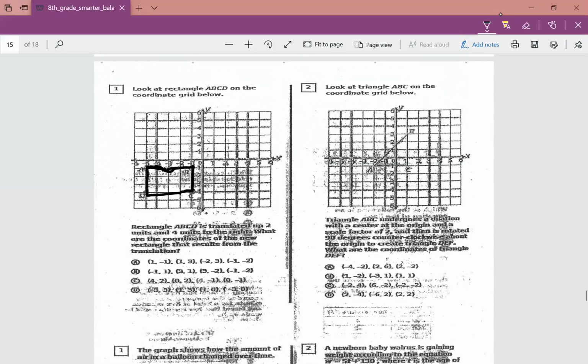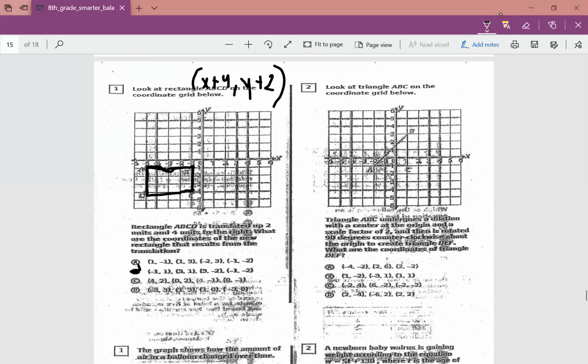The question says rectangle ABCD is translated 2 units up and 4 units to the right. What are the coordinates of the new rectangle? So the x coordinate and y coordinate for each translated point are x plus 4 and y plus 2. So that's how you're going to change them. You've got to figure out what all the points are, and then change them, and the correct answer winds up being B.